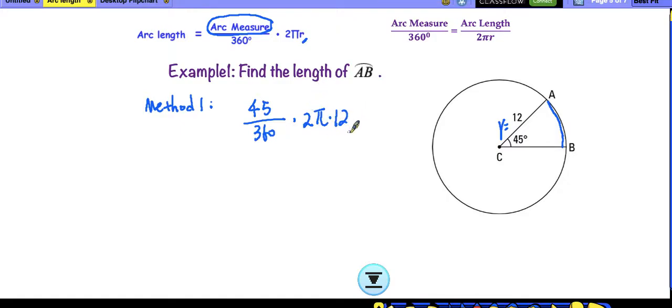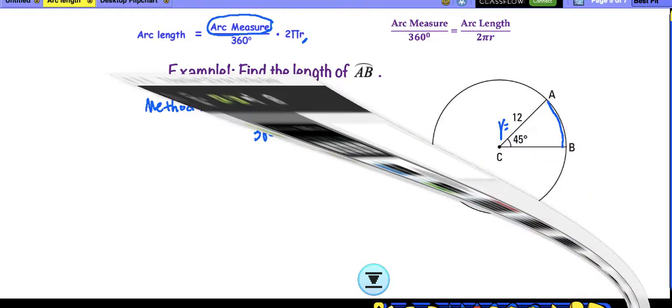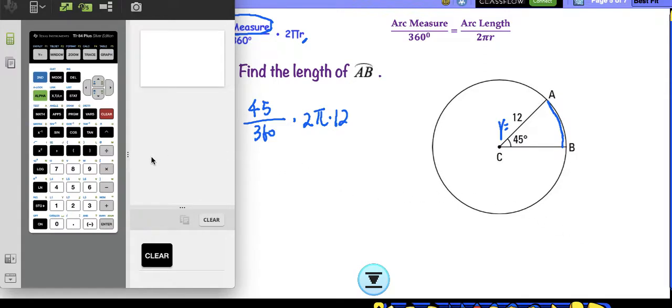So we can just stop here. What do we need to do? We need to put it in the calculator and find the answer. One thing I want to share with you is when you put it in the calculator, you can just put everything together. You don't need to break it down. So 45 divided by 360 and then times 2.